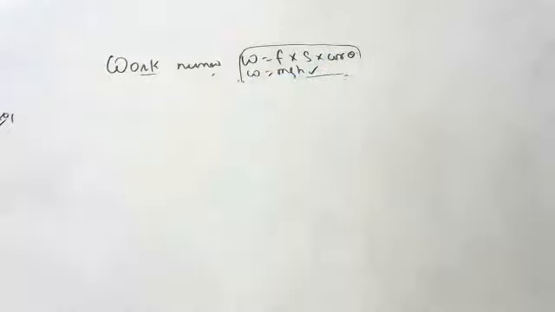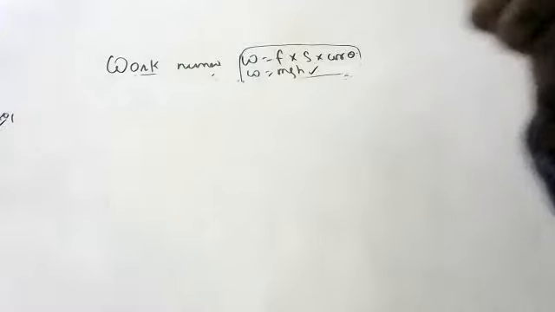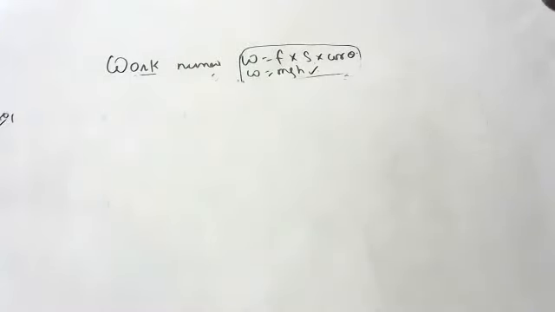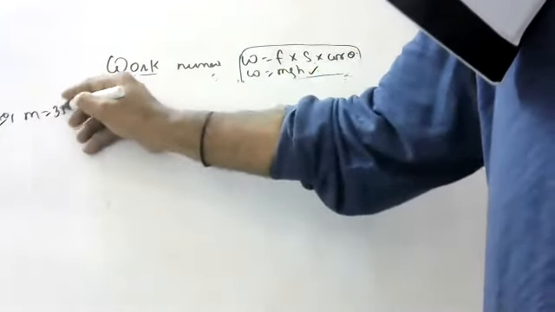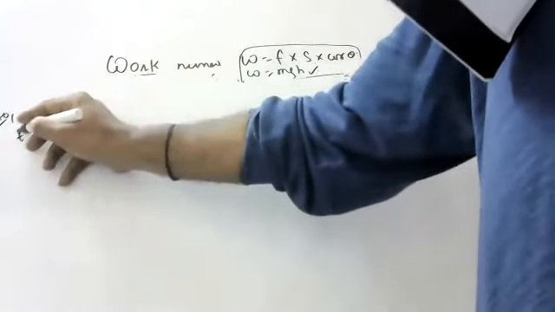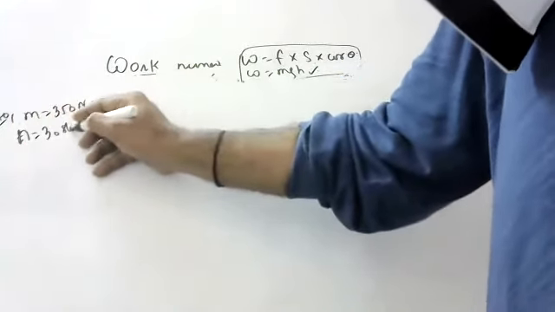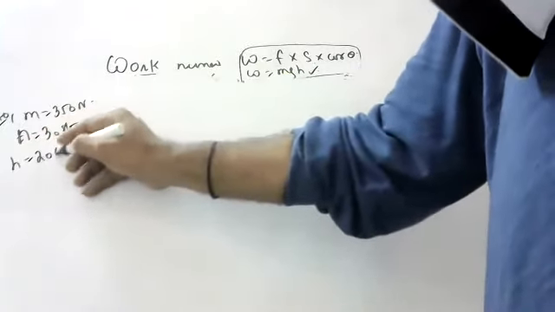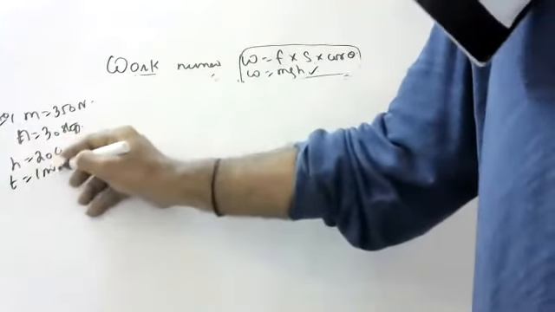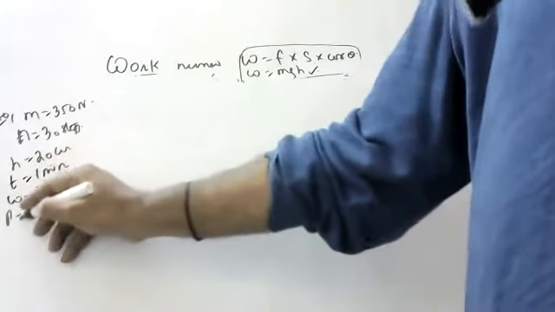20th question. Okay, children, so 20th question. Next, Shanmukh, are you there? Yes, sir. A boy weighing 350 Newton climbs up 30 steps, each of height 20 centimeter, in 1 minute. Calculate work done by him and power of that boy.